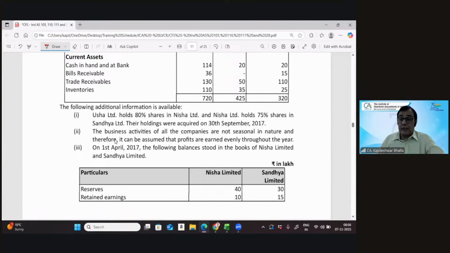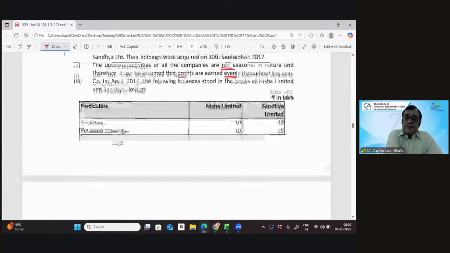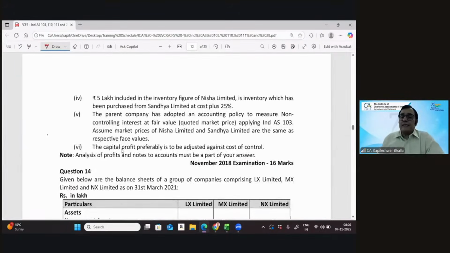Then it says the business activities of all the companies are not seasonal in nature. So when it says they are not seasonal in nature, you can comfortably assume that the profits are earned evenly throughout the year. Then it says on 1st April 17, the following balances stood in the books of Nisha as well as in the books of Sandhya. Then it says 5 lakh is included in the inventory of Nisha, and this is purchased from Sandhya.